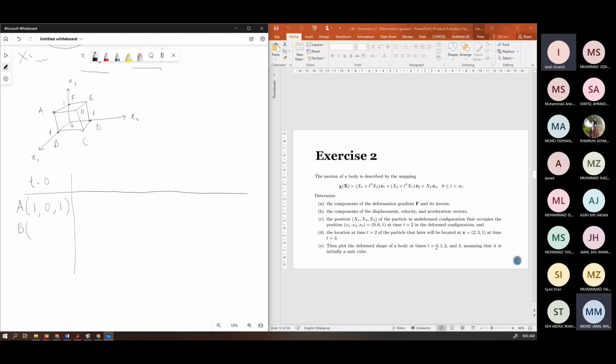Okay, so I give an example of maybe 1 or 2 points. Later on you find the others. And then at time equals 1, you use this equation of motion, substitute the point x and substitute the time to get the new A position.